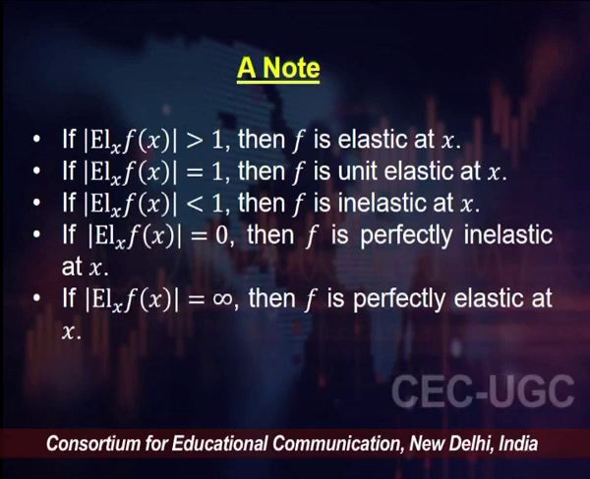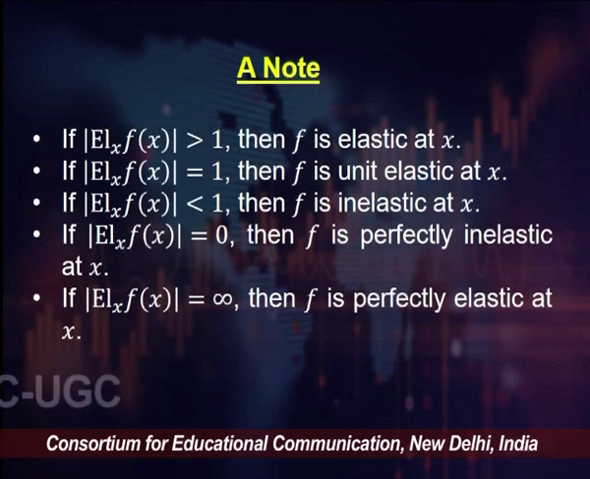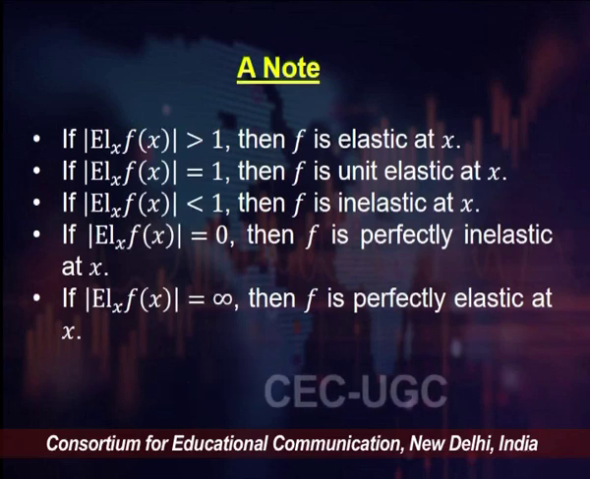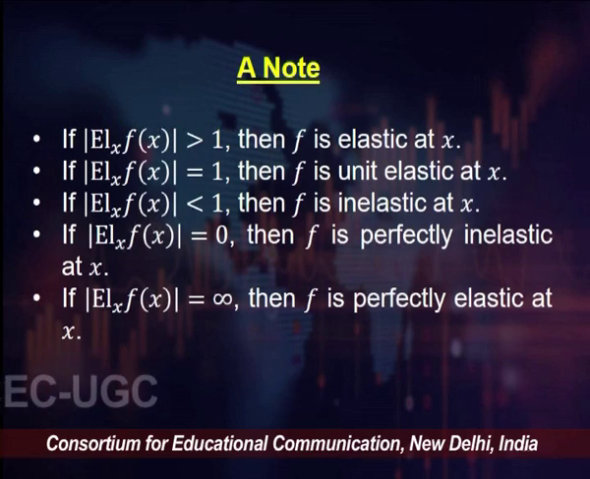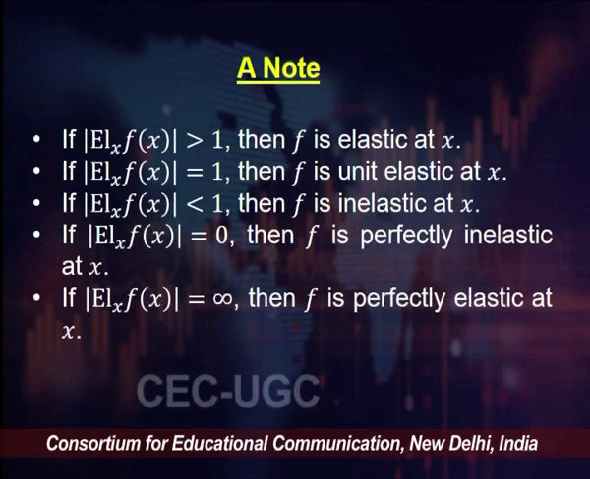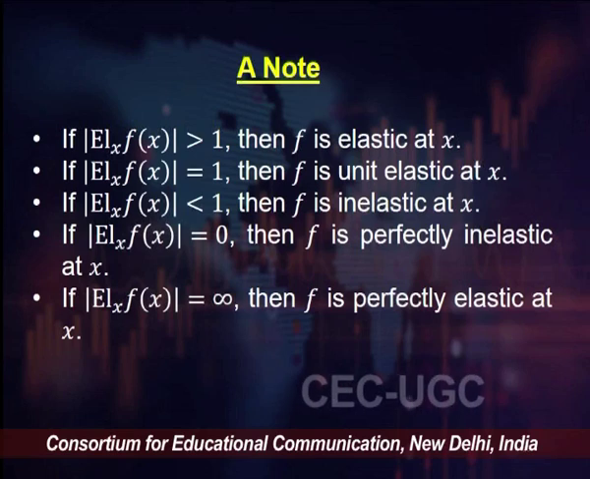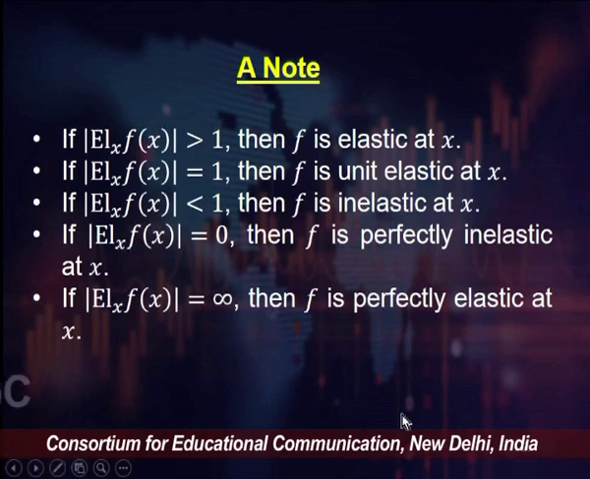This is because if the elasticity of the function with respect to x is strictly greater than 1, then the percentage change in the quantity demanded is going to be strictly greater than the percentage change in price, and that makes the function elastic at x. The percentage change in y would be strictly greater than the percentage change in x, and that makes the function elastic at x.